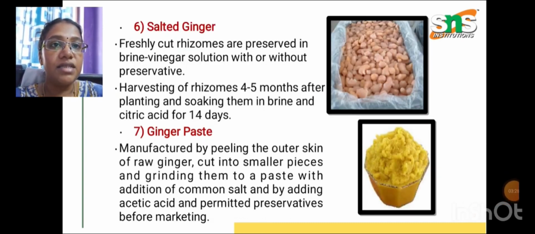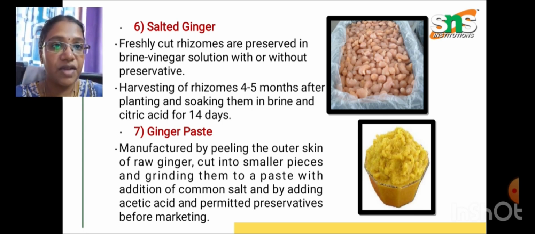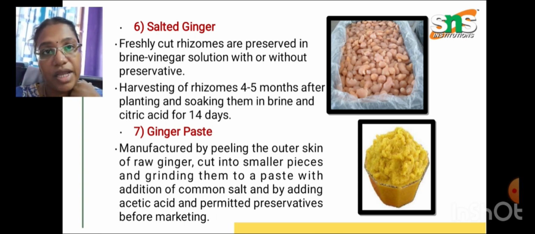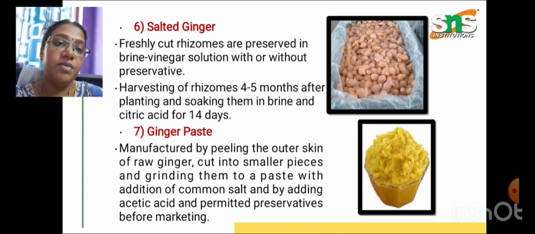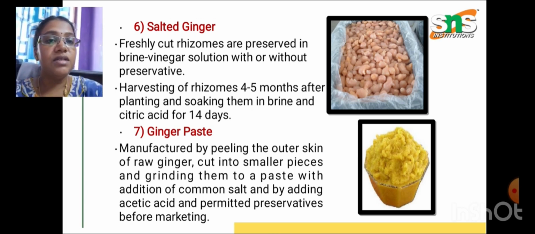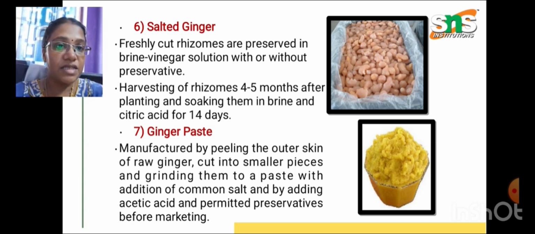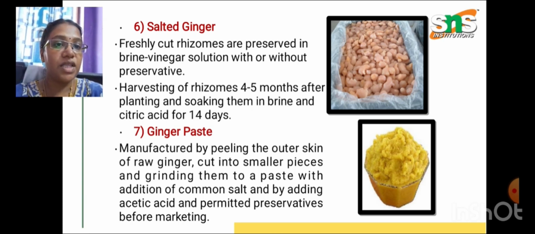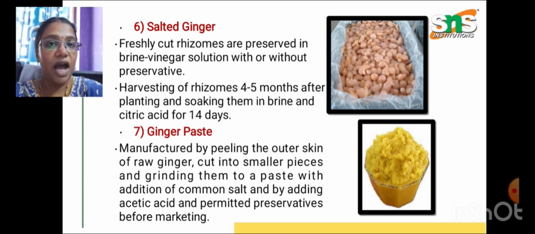And the sixth product is the salted ginger. Salted ginger is nothing but freshly cut rhizomes preserved in a salt solution, with or without any addition of preservative. This is mainly soaked in brine and citric acid for nearly 14 days. The seventh product is the ginger paste. Ginger paste is mainly manufactured by peeling the outer skin of raw ginger, cutting it into smaller pieces, and then grinding them to a paste with addition of some common salt, and by adding acetic acid and permitted preservatives before we market it as ginger paste.